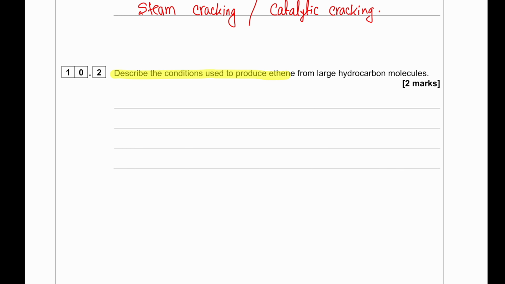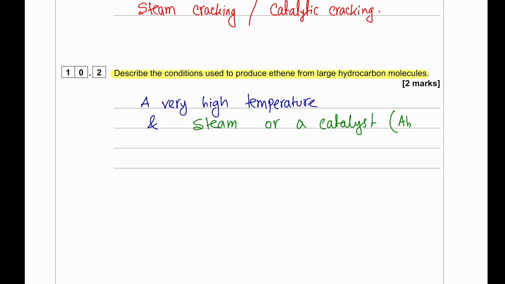Describe the condition used to produce ethene from a large hydrocarbon molecule. In order to produce small molecules from a large hydrocarbon molecule, and specifically ethene, we will require a very high temperature. For example, a temperature of at least 600-700 degrees Celsius. And we can either use steam as a catalyst, or we can use a catalyst like aluminum oxide.